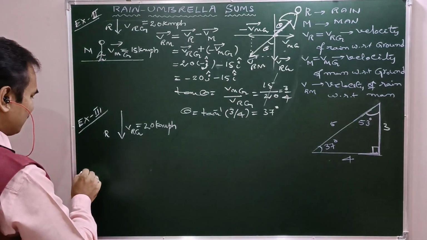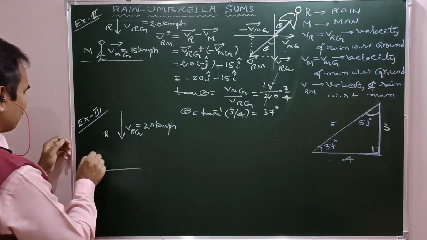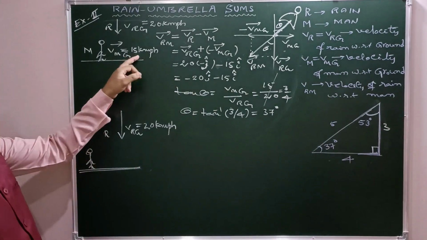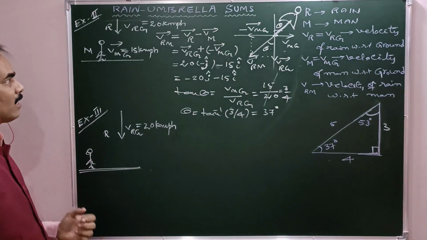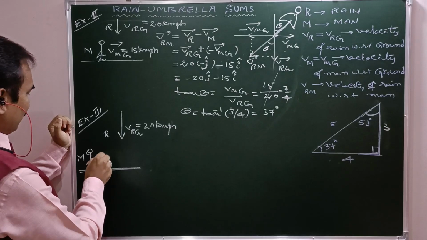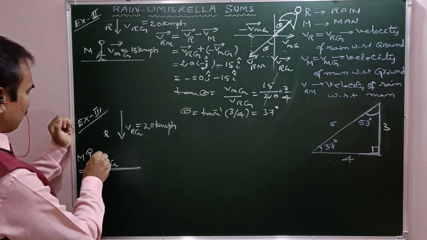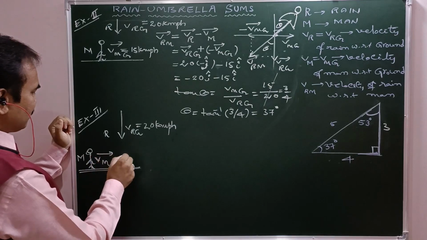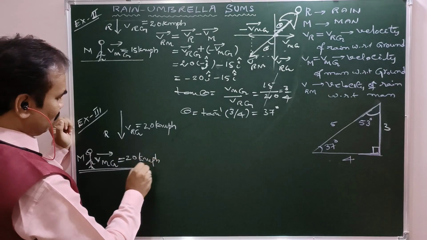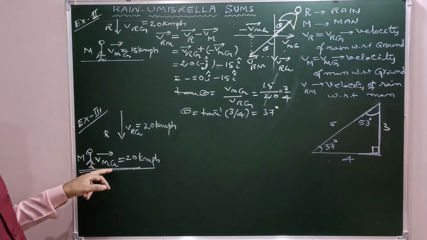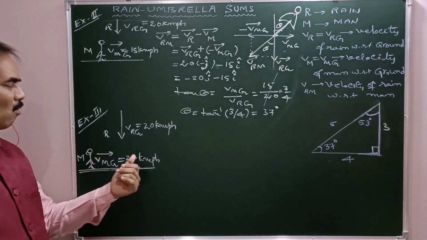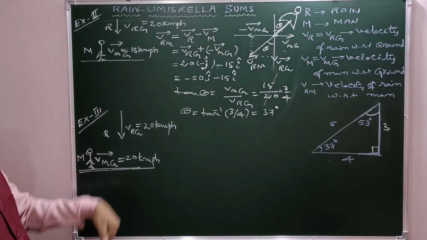But as far as man is concerned, this time the speed of man increased from 15 km/h to 20 km/h. Right? So what is VMG, velocity of man with respect to ground? That is equal to 20 km/h along positive x-axis. Velocity of rain with respect to ground is vertically downwards.